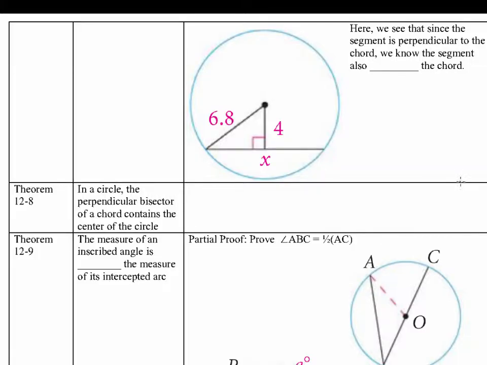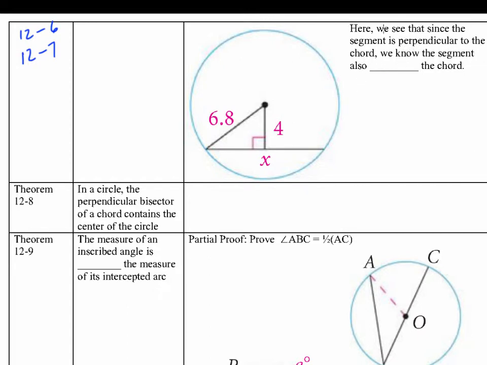Okay, so continuing on, let's keep practicing with this one. So again, theorem 12-6, we talked about if a chord is perpendicular, then it bisects the chord. 12-7, we talked about if it bisects the chord, then it's perpendicular.